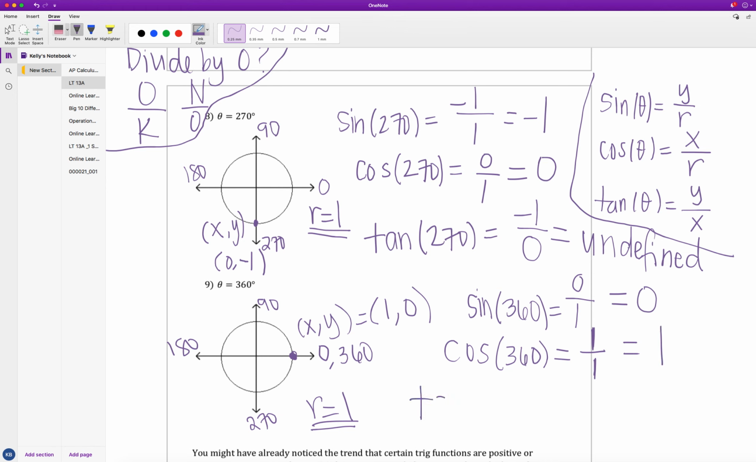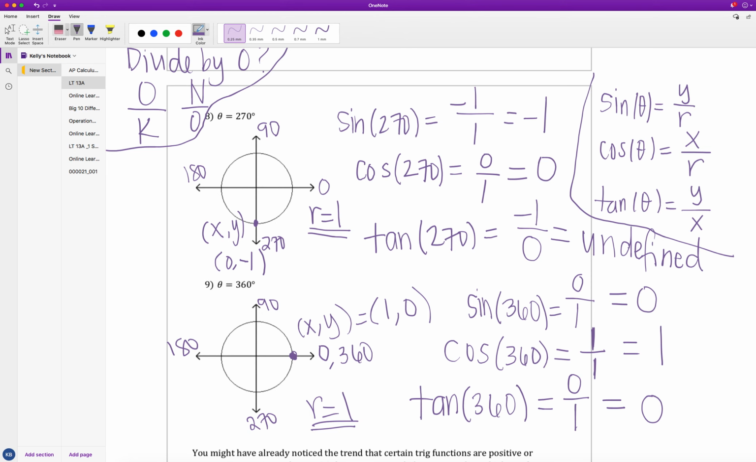Our last one to do is tangent of 360. Remember, tangent is opposite over adjacent, or y over x. So tangent of 360 will be a y value of 0 over an x value of 1. And this is okay because the 0 is on top. 0 divided by 1 is 0. So although before in example 8 we got a tangent value that's undefined, that doesn't always happen on the axis. It really depends on what this ratio is, on this y over x.